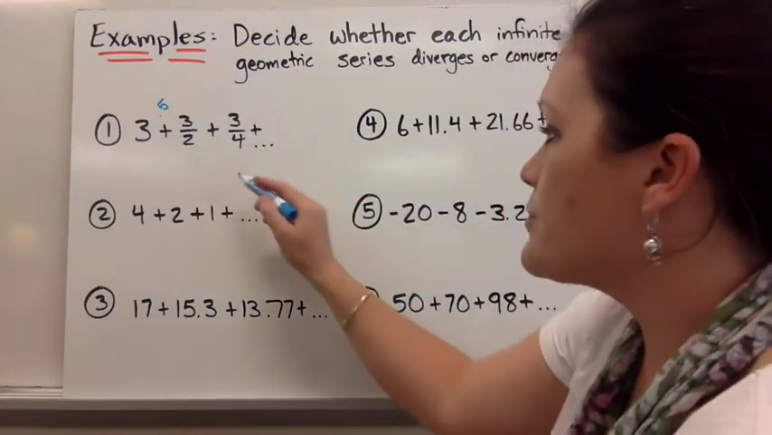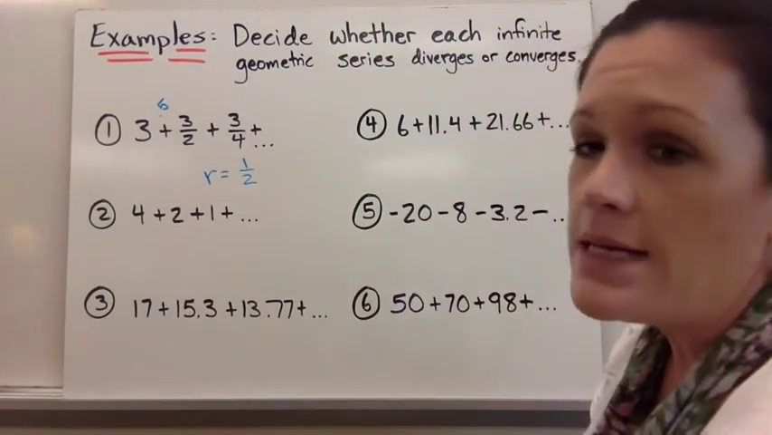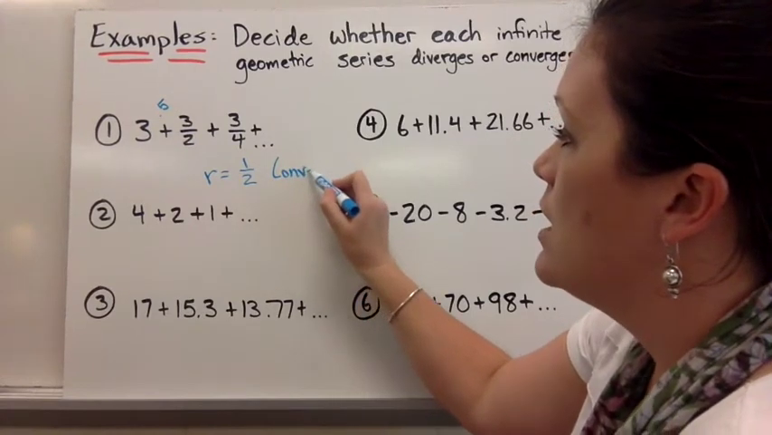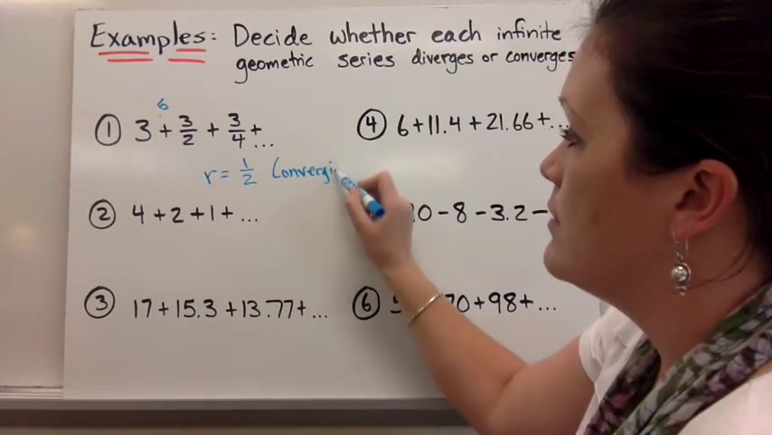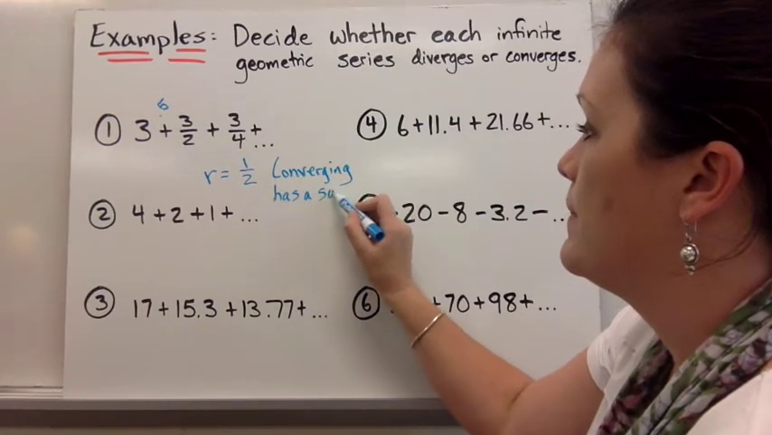And so if R is equal to 1/2, that is less than 1. And we would say that this one is converging, and we could find the sum. So it has a sum.